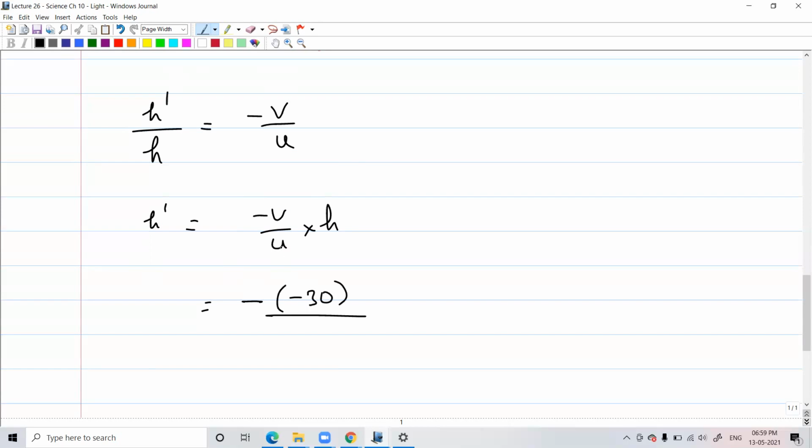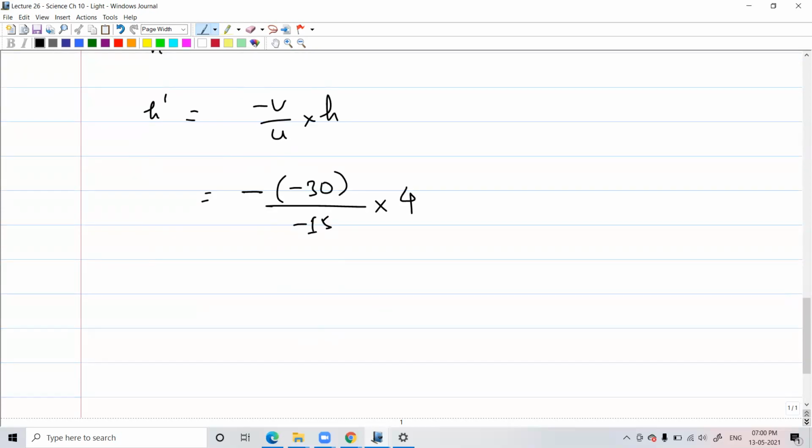What was U? Someone tell me quickly. Don't want to scroll up. What was U, guys? Minus 15. Okay. And what was H? 4 centimeter. So everybody understands this calculation? Yes, sir. This minus into minus will become plus. There will be only single minus remaining. So the overall answer is going to be negative. Negative how much? 8. Yeah, so 15 ones are, and this will go 2 times. So 2 into 4 will become 8. So H dash is nothing but 8 centimeters.